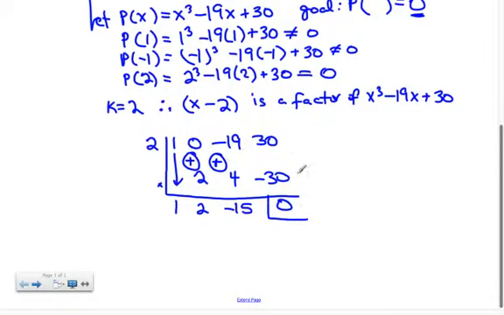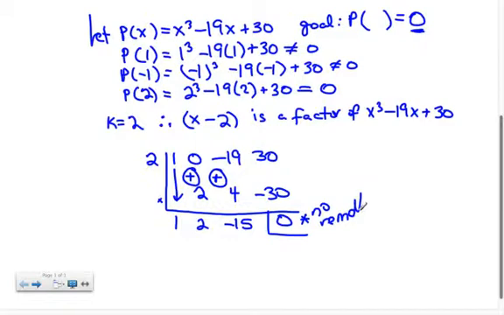And if you did the factor theorem right, then you are going to end up with this 0 here with no remainder. Because that means that this is a factor. Okay, so therefore, this is what I know.